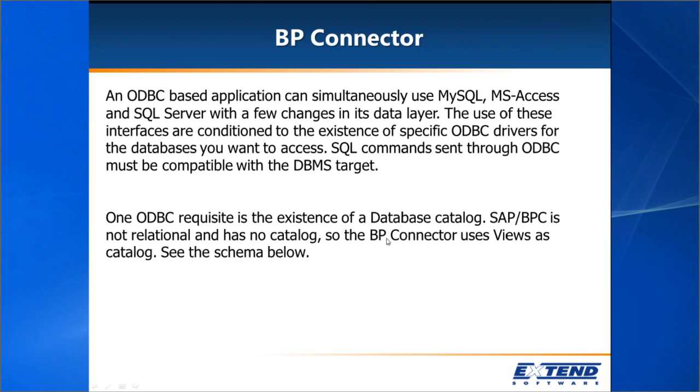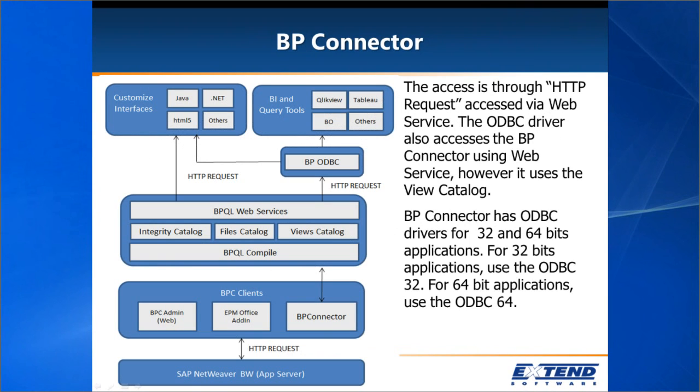One ODBC requisite is the existence of a database catalog. SAP BPC is not relational and has no catalog, so the BP Connector uses views as catalog. See the schema below. The access is through HTTP request accessed via web service. The ODBC driver also accesses the BP Connector using web service, however it uses the view catalog.